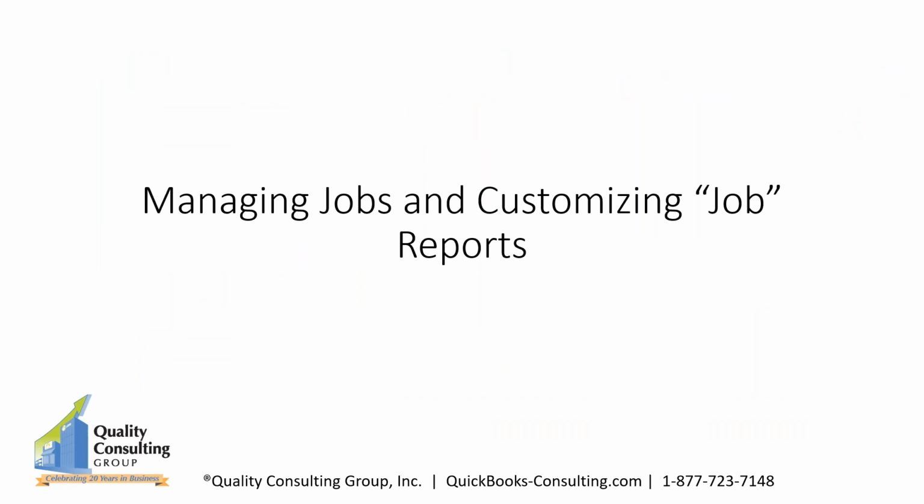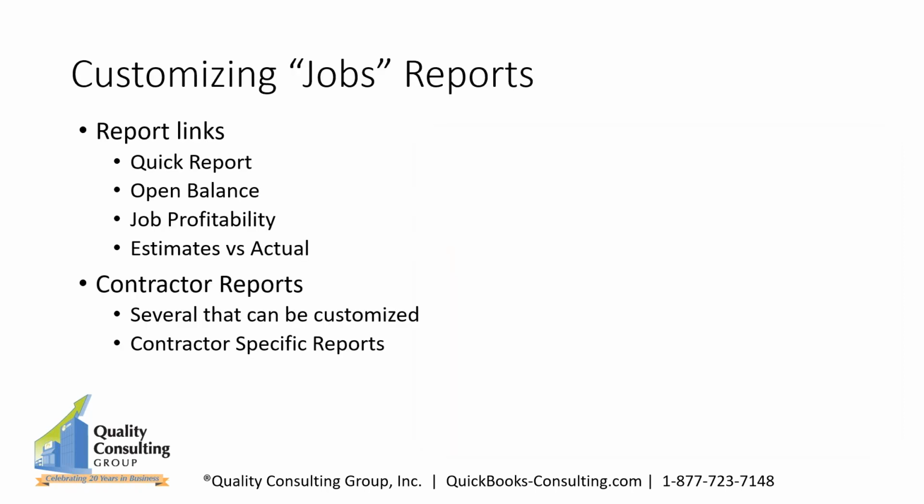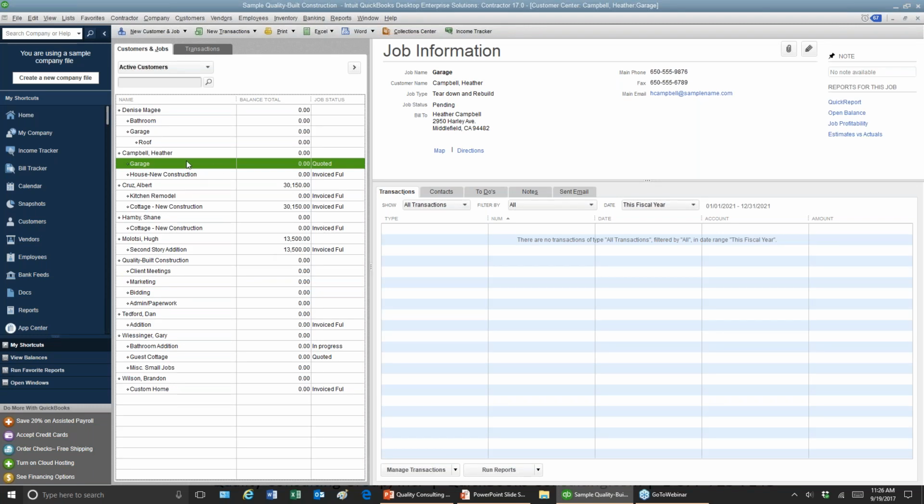All right, so managing jobs and customizing the job reports. I just went over managing the jobs. It lets you add all of that information. Now it's customizing the job report. In the actual job, unlike the customer, there are quick links to quick report, open balance report, job profitability, the estimate versus actuals, and then in the contractor report, there are several that can be customized. So let's go in and look at those different reports.